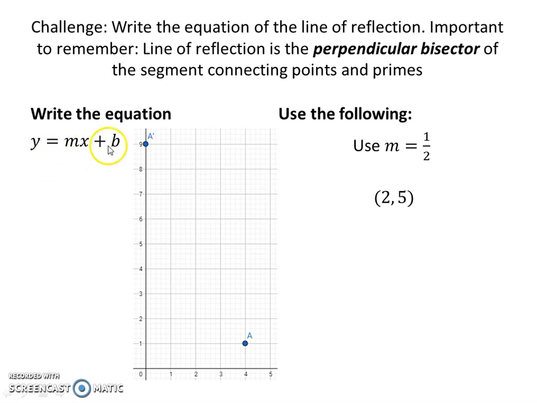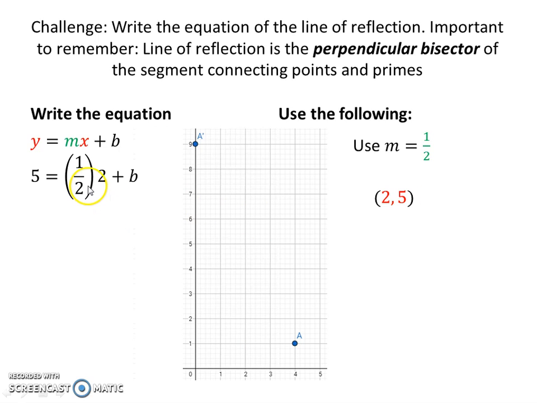So we'll use y equals mx plus b. This is the strategy I'll use. We're going to plug in 1/2 for m, 2 for x, 5 for y, since the point is x, y. So notice the colors. Notice where everything gets substituted. M for 1/2, x for 2, y for 5. And now we solve for b.